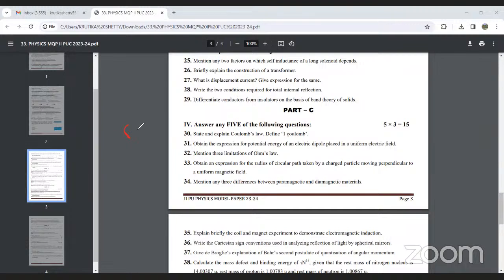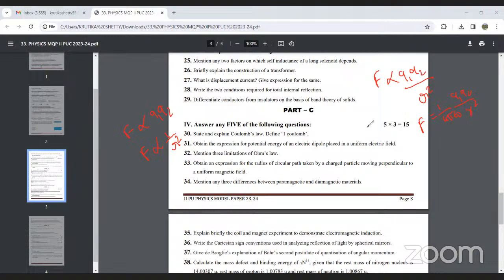Coulomb's law states that the force is directly proportional to the product of the charges and inversely proportional to the square of the distance between them. We can write this expression as F is proportional to Q1 Q2 divided by R square. Remove the proportionality sign and take the constant 1 upon 4 pi epsilon naught, so F equals 1 upon 4 pi epsilon naught Q1 Q2 by R square. So first write the statement, then write the expression, then explain the terms. Q1 Q2 are the charges, R is the distance, epsilon naught is the permittivity.